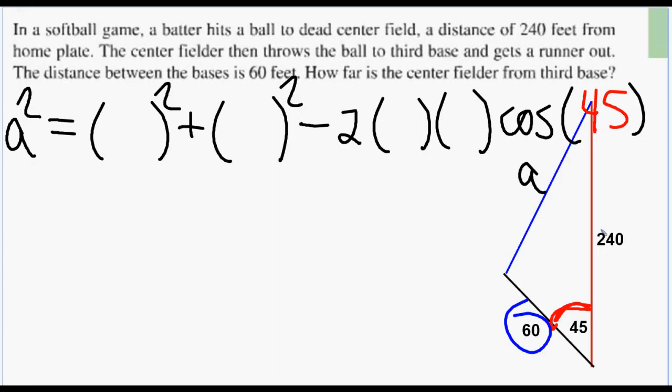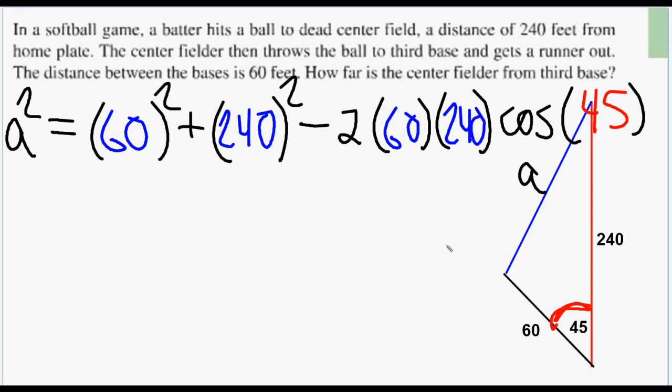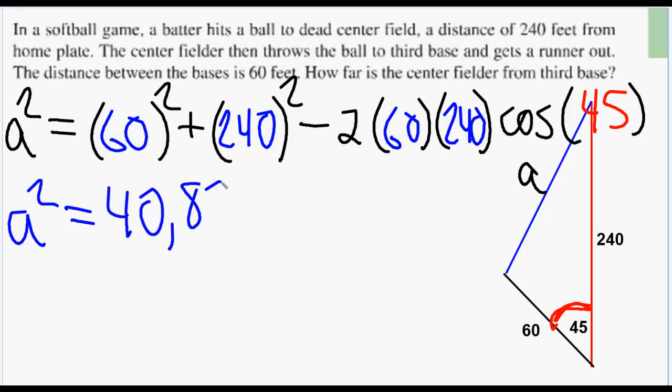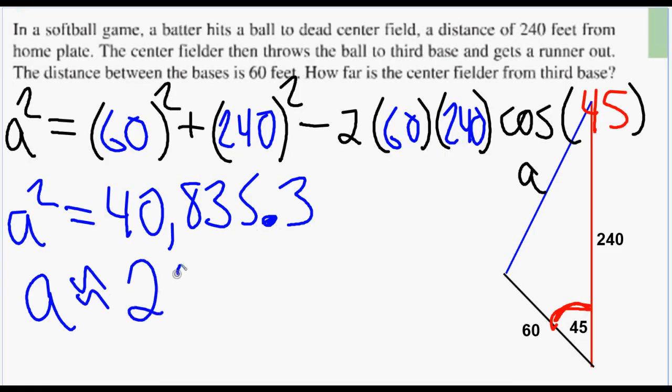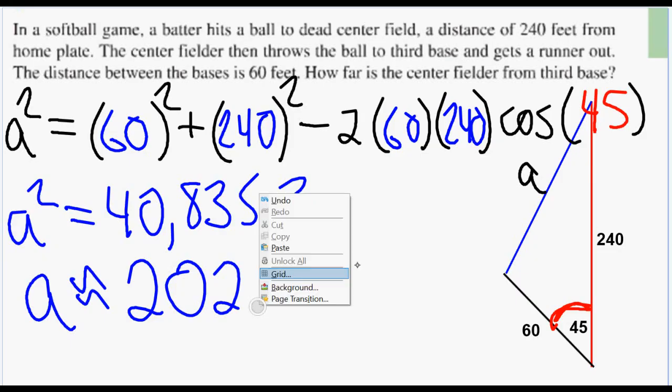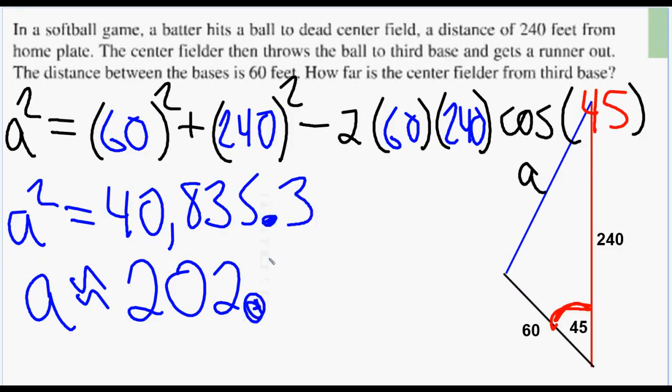And then our two sides are 60 and 240. So I'm going to go 60 and then 240. And then after the minus and the 2, another 60 and another 240. And if the calculator button pushing went well, you should have got a squared equals 40,835.3. And then we hit the square root button, and we get a is about 202.3 0.1 feet. All right.